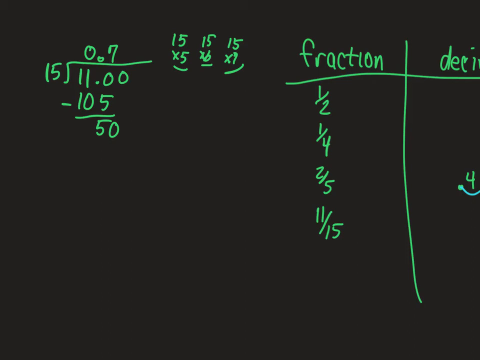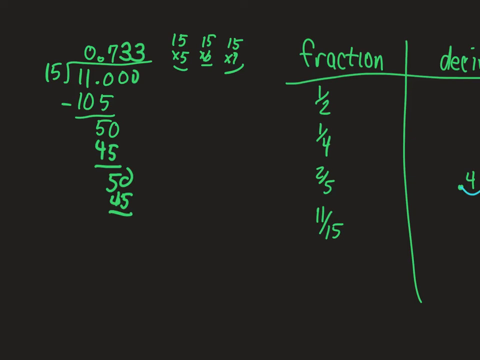15 can go into 50 3 times, which is 45. And I subtract and I get a 5 again. So if I bring down another 0, it's going to be a 3 again. And the cycle's just going to keep going. So I now know what my decimal is.